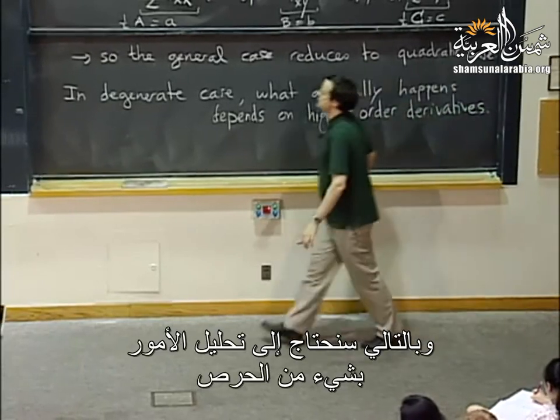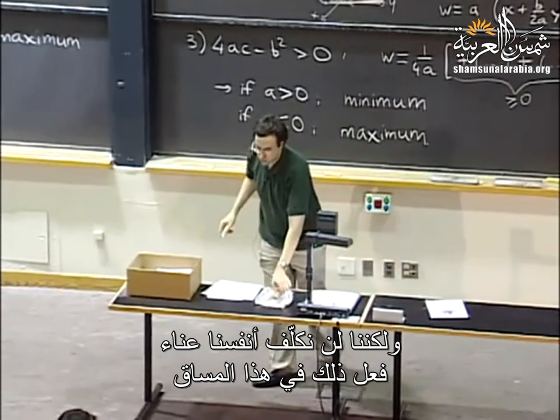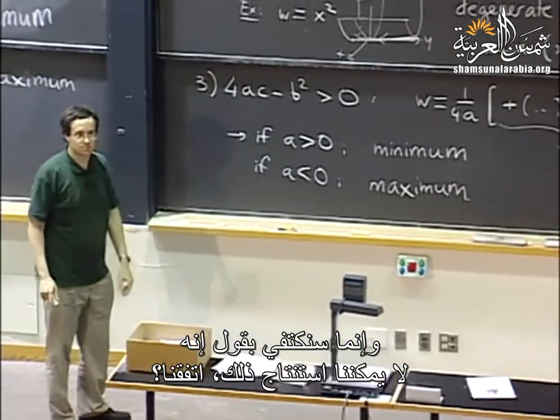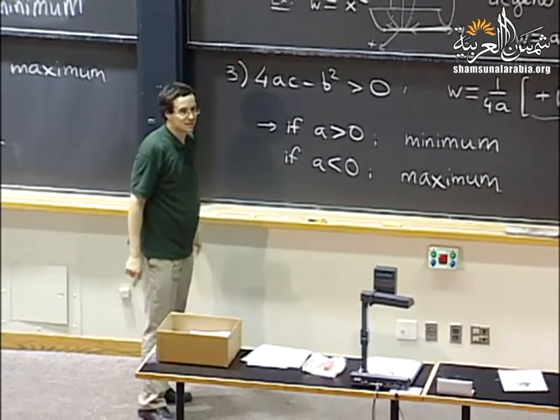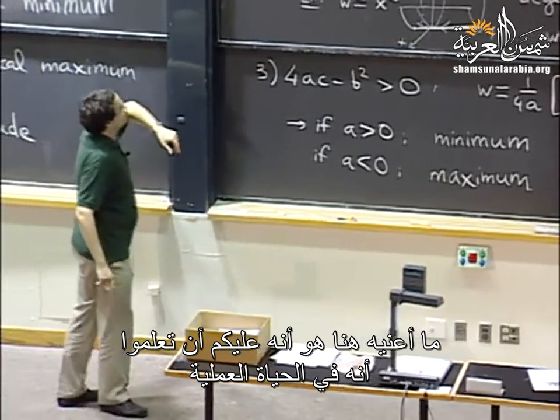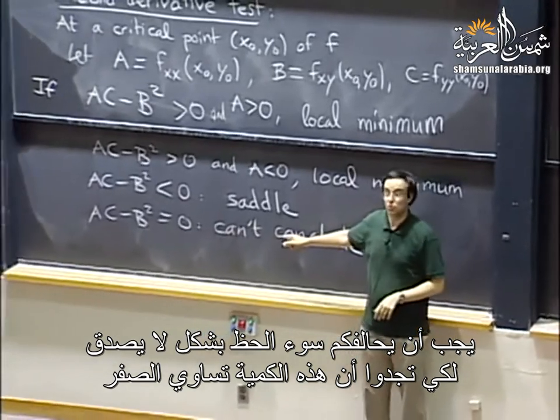So we'd need to analyze things more carefully. Well, we are not going to bother with that in this class. So we'll just say, well, we cannot conclude. Okay? I mean, you have to realize that in real life, you have to be extremely unlucky for this quantity to end up being exactly 0.